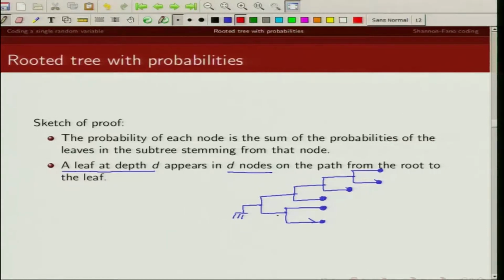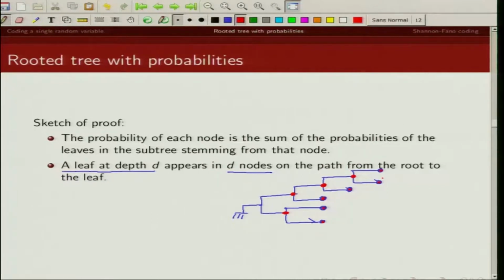So these are the nodes at depth 1. This is a node at depth 1 and these leaves are at depth 2. This is depth 1. These are nodes at depth 2. These are the leaves at depth 2. This is a node at depth 3. This is a leaf at depth 3. And these are the leaves at depth 4.